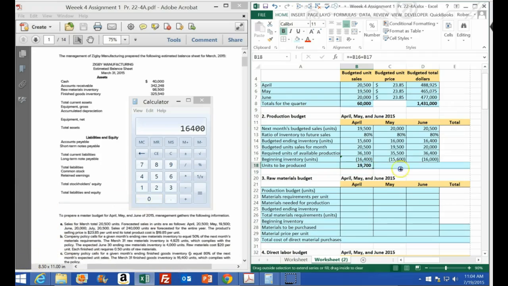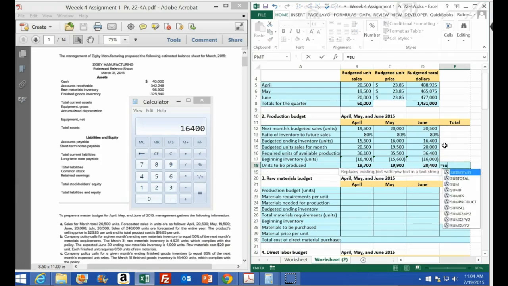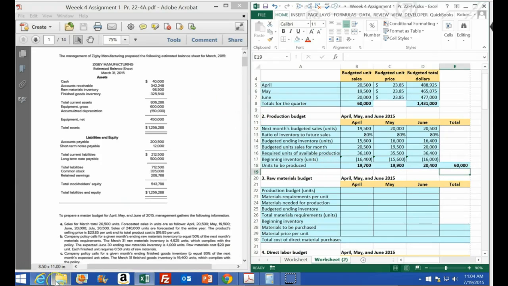Then we can copy that across. So we just add this minus this, in a calculator would be this minus this. Then we're going to sum this way, and that will give us our total for the quarter.